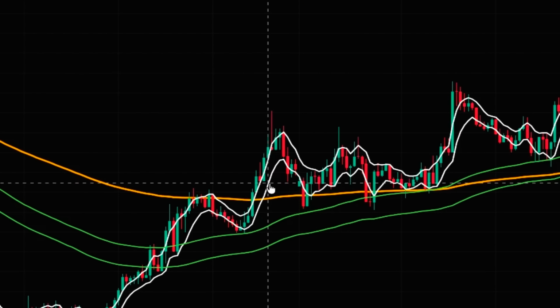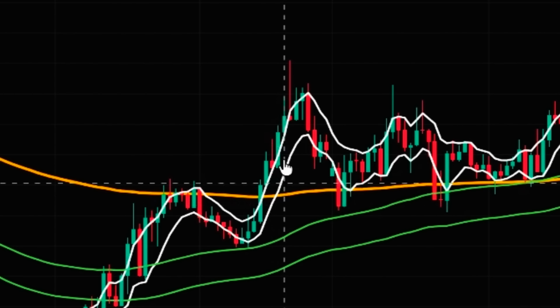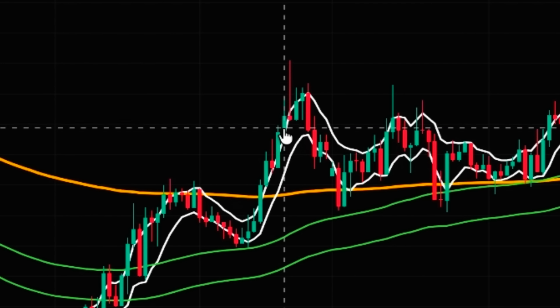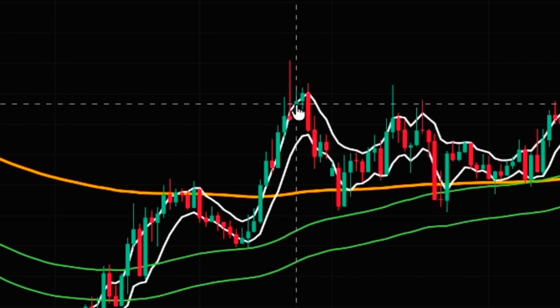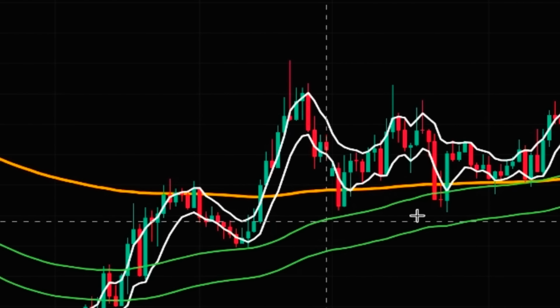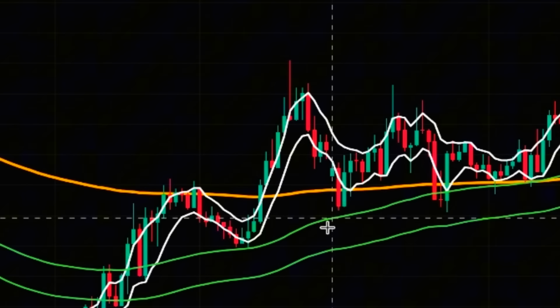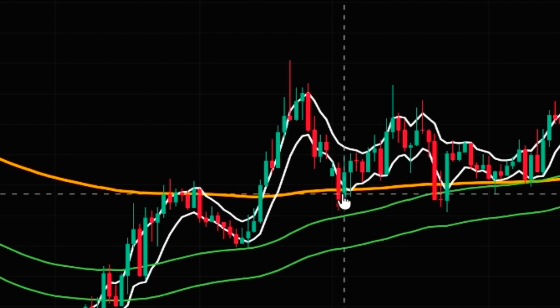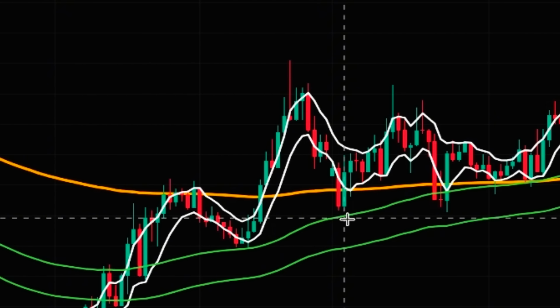In the next step, we want crossing of the white channel also above the orange line. You can see that from here, when these candles are closed, the white channel is completely above the orange line. Now in the next step, we want pullback of the price to the green channel. We want at least touching of the green channel by the price. You can see that it didn't happen here. So this is not the pullback that we want.